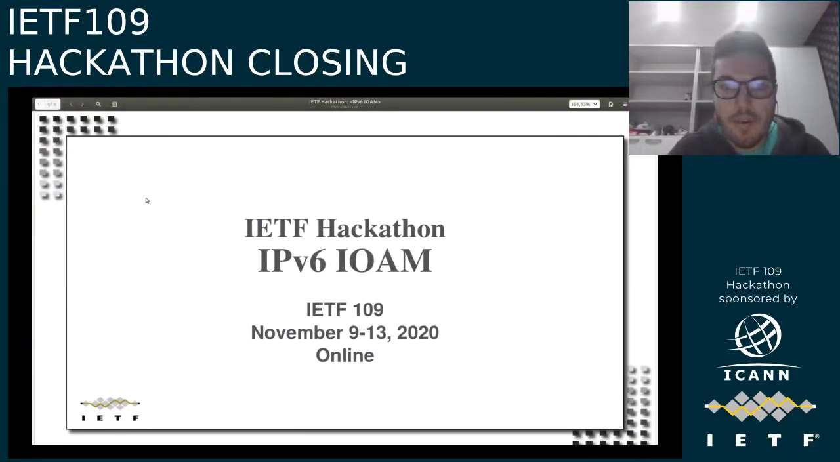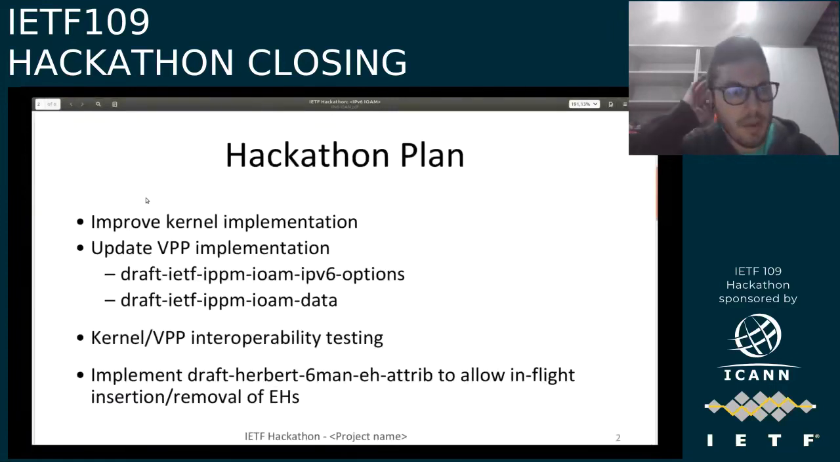Hi everyone. Our team was working on the IPv6 IOM project, and on the agenda, we wanted to improve the kernel implementation. We already sent a patch upstream a few months ago, and it still needs a little bit of work to get accepted, but it's definitely on the right track. We wanted to update the VPP implementation for IOM because it was based on a very old version of the draft. This task was already a work in progress before the hackathon.